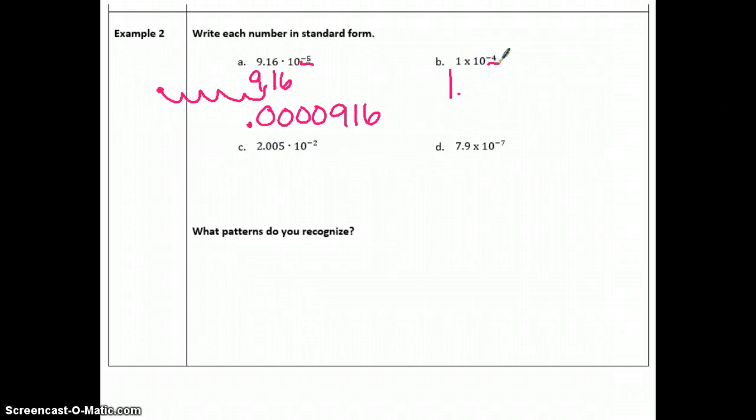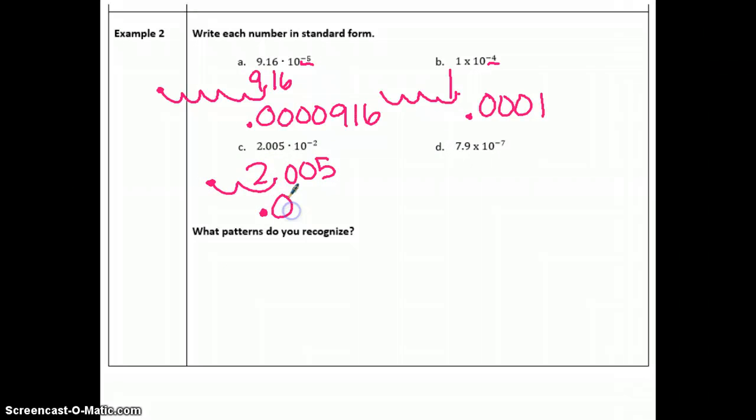Again, moving to the left because it's negative, 4 spots. 1, 2, 3, 4. So I'm going to have 0.0001. Next, .005. So again, notice I'm writing the number every time, and then I'll show where I'm moving the decimal. So 1, 2. Fill those in with zeros. There you have it.